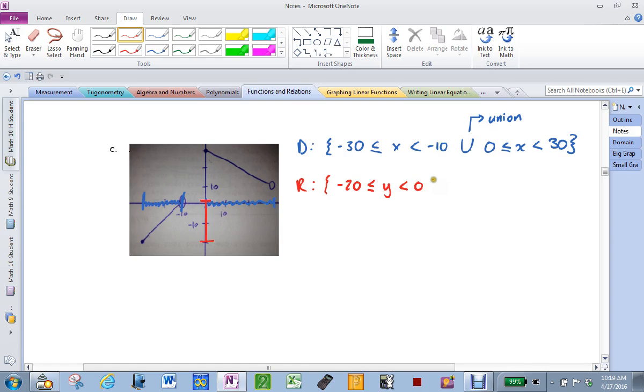No. Then I have a union because it starts again where? At 10. Is 10 included? No. And it goes up to? Which is included. Up to 30. Is 30 included?